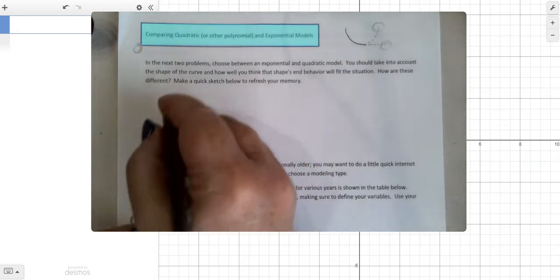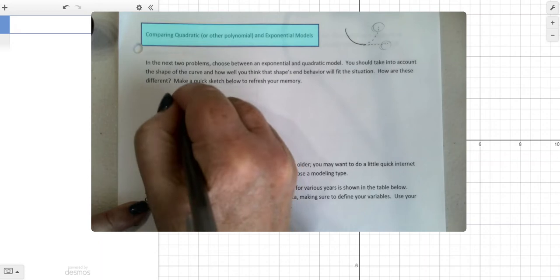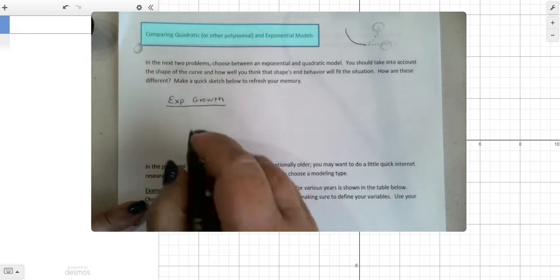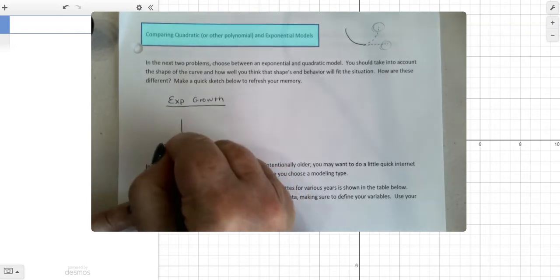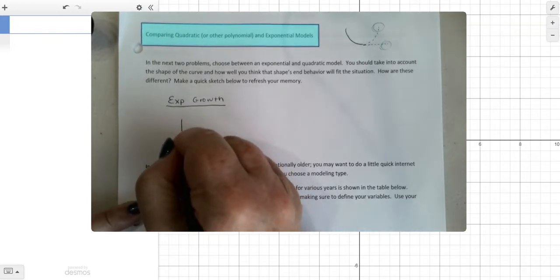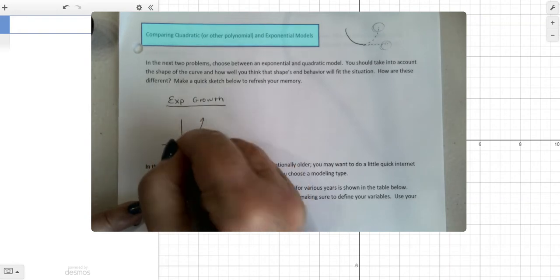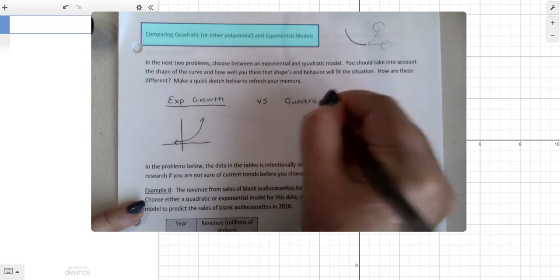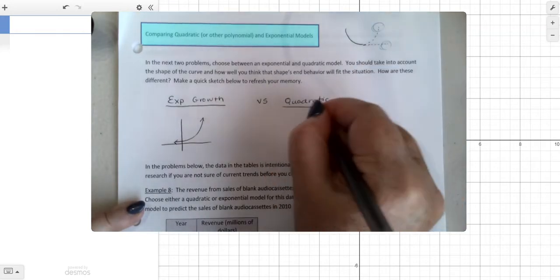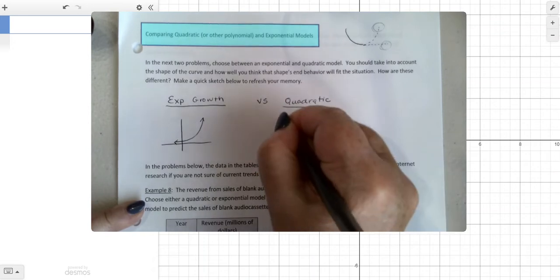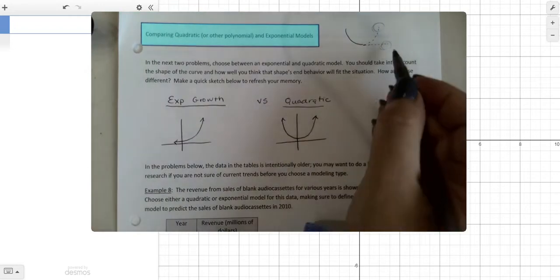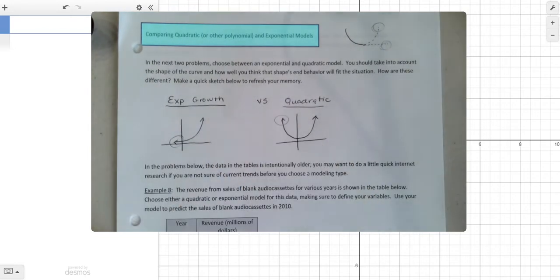All right, so one more time here. I guess I could have put the sketches down here. Exponential growth looks like this. I'll do the growth since I did the decay up here, versus quadratic, which might look more like this, right? So again, same as I was illustrating up here, it kind of depends on what you think the end behavior does when you choose between them.